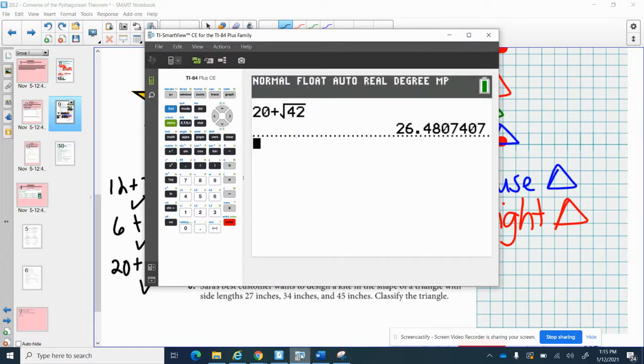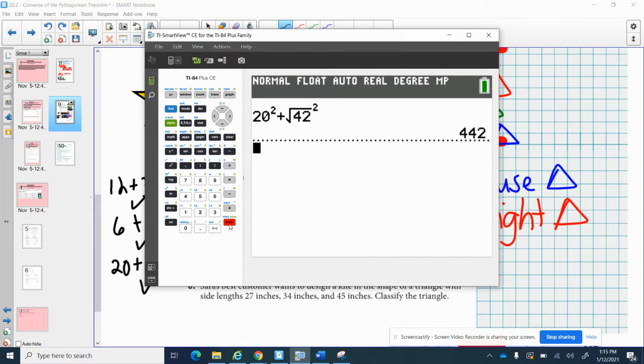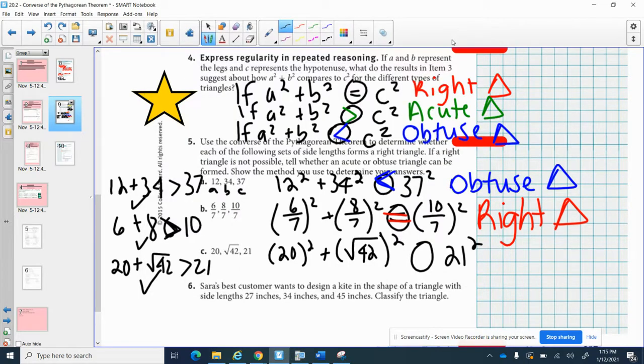Okay, well, 20 squared plus the square root of 42 squared, which we know the square and square root will cancel out, but still we see here is 442. And then 21 squared is 441. So because a squared plus b squared was bigger than c squared, we know that this is going to be an acute triangle.